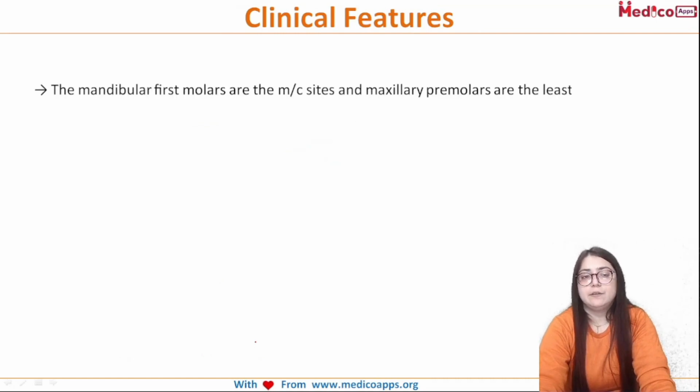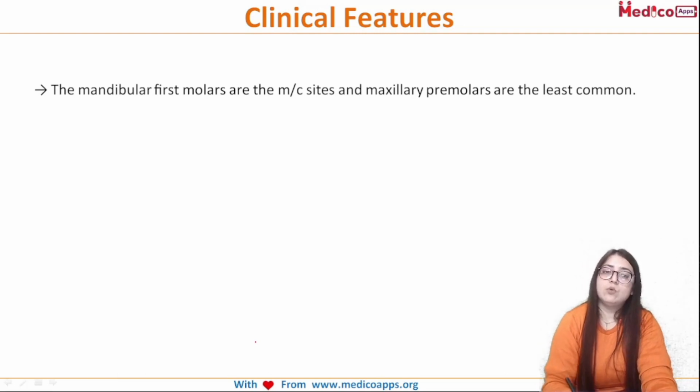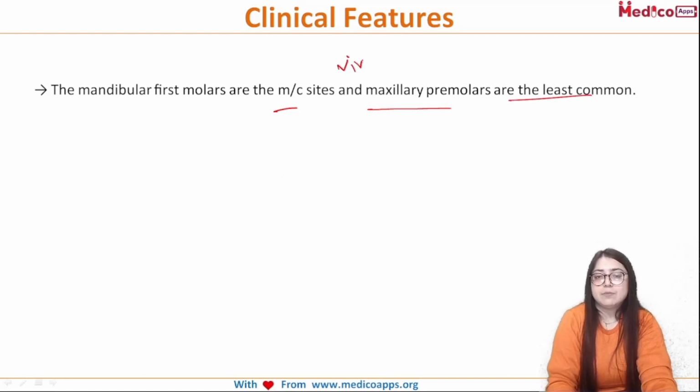Now let's see the clinical features. Clinically, in the advanced stages like grade 3 and grade 4, it is much more clinically evident and you can clearly see the furcation area. The mandibular first molar is the most common site, and maxillary premolars are the least common site. Again, these things are important for your viva.